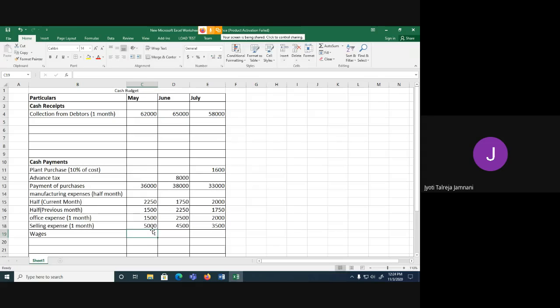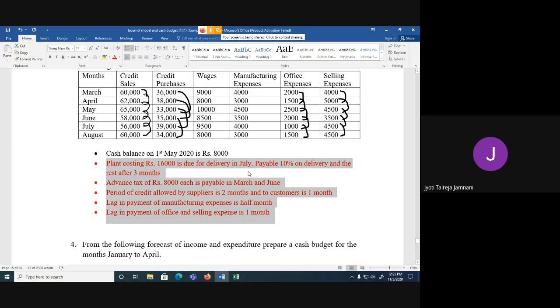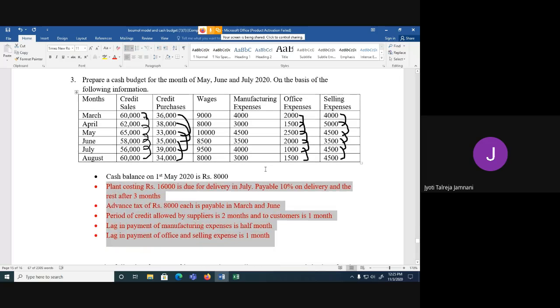So May month 10,000, June month 8,500, and July 9,500 are paid on time. That means it is paid in that respective month itself. So I've taken 10,000, 8,500 and 9,500. So this was about the entire problem.